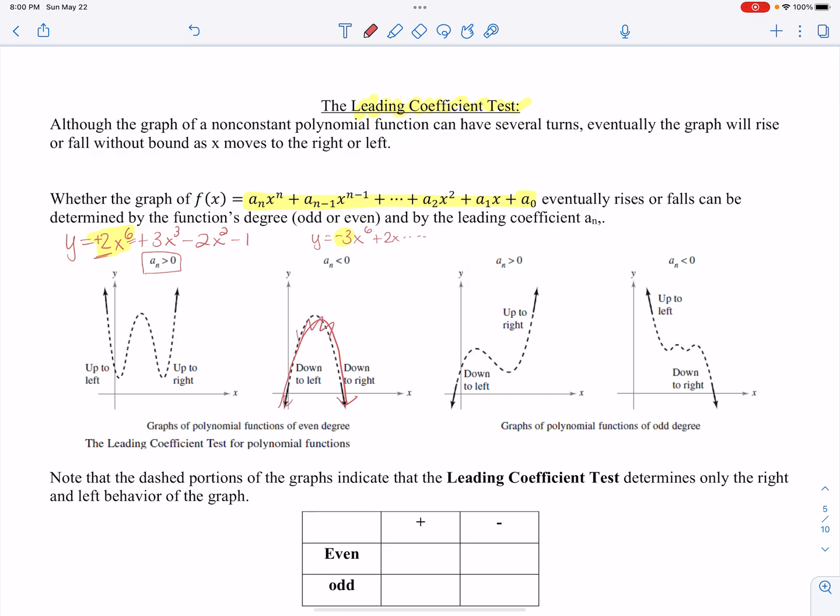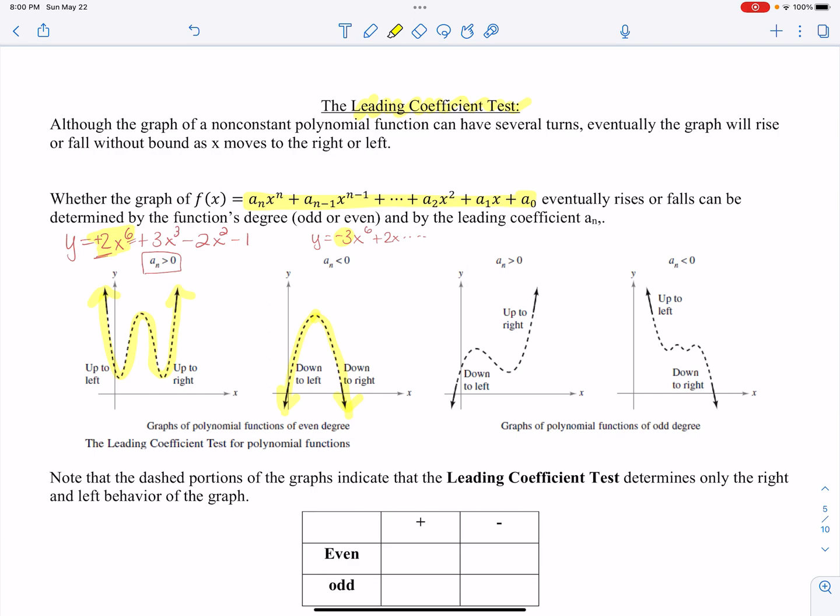Now, what happens in the middle can be kind of loopy like this first one is, where you have lots of ups and downs going on in the middle, but it does tell you what's happening with the ends. Specifically, we'll get into that later, I guess.